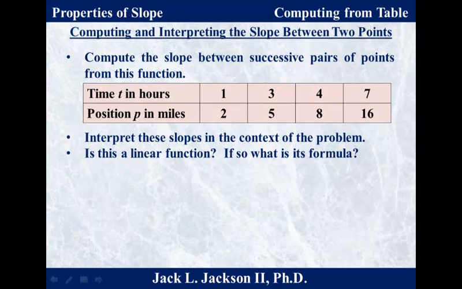So let's start with this example here. We have a table where we have time in hours, t, and the position, p, in miles, say mile markers on an interstate or something, and compute and interpret the slope between 2 points. So we want to find all the slopes between each pair of successive points. In other words, the slope for each time interval. So the time interval from 1 to 3, the interval from 3 to 4, and one from 4 to 7. So we're going to compute 3 different slopes here.